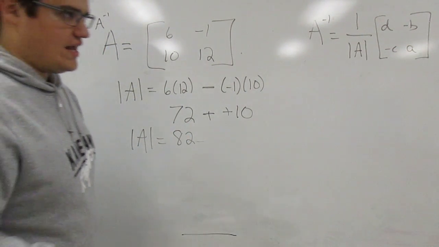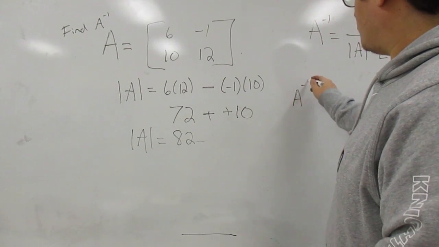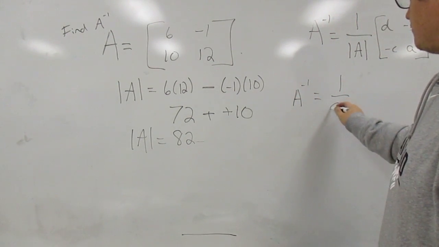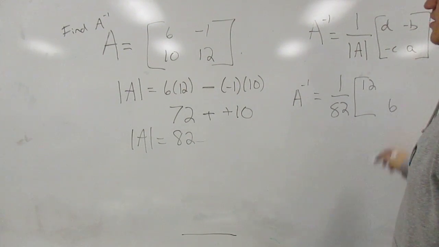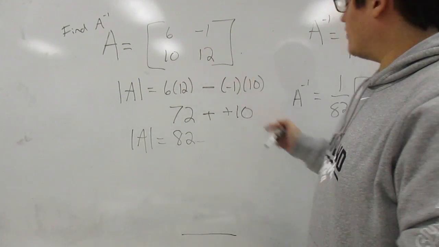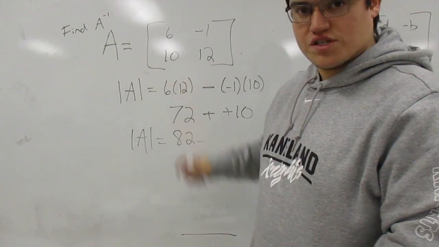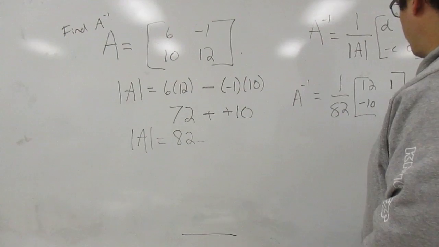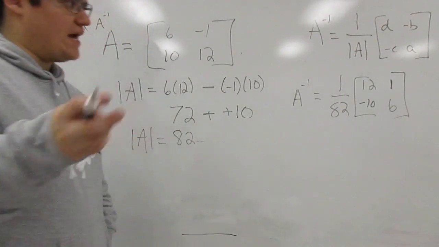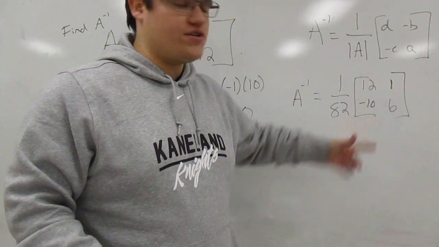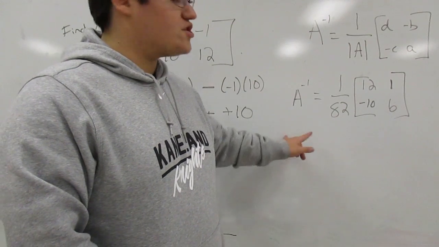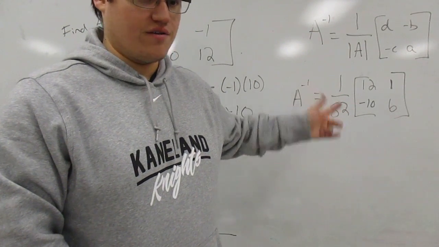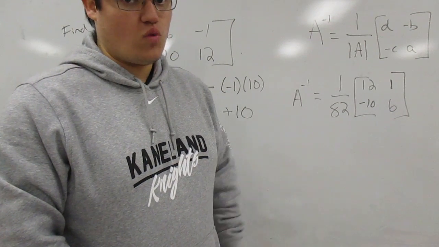Okay? Now we find the inverse. So A inverse equals 1 over the determinant times the matrix. Switch these guys around, 12 and 6. And then you just switch the sign. This was a -1, becomes a +1, was a +10, becomes a -10. Bam. And again, some people distribute the 1 over 82. That's perfectly fine. I like to keep it like this because then when you go to multiply the inverse by something, it's easier to multiply the matrices together instead of that crazy fraction, but whatever.